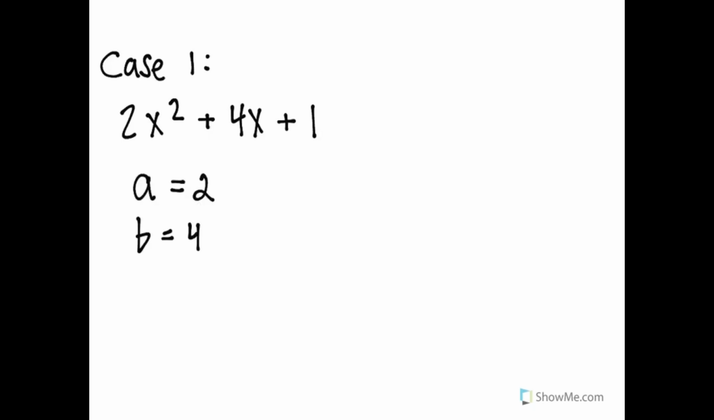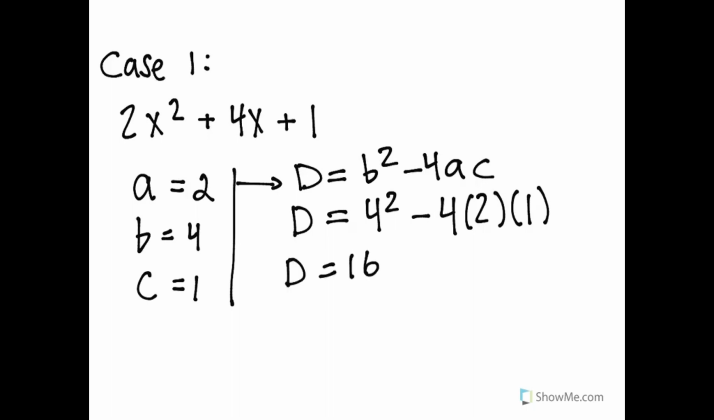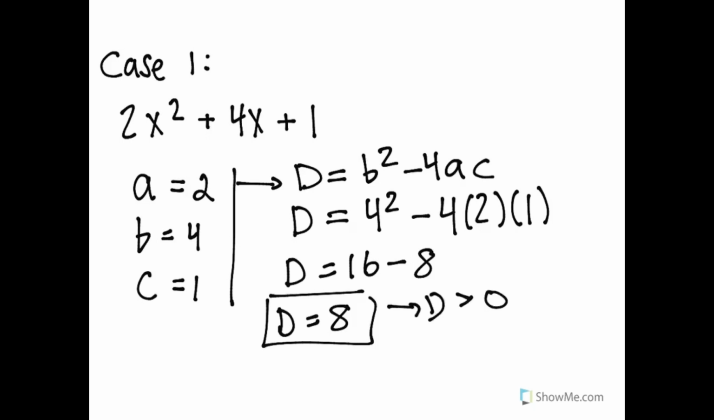I'm just going to walk through an example of this type of quadratic equation and how you would land at a positive discriminant. So let's say that we have 2x squared plus 4x plus 1, for example. We know that a is equal to 2, b is equal to 4, and c is equal to 1. So if we plug these coefficients into our known equation for the discriminant, which is b squared minus 4ac, we get that d is equal to 4 squared minus 4 times 2 times 1. So d is equal to 16 minus 8. So d is equal to 8. So in this case, d is greater than 0. And you know that you have two solutions.